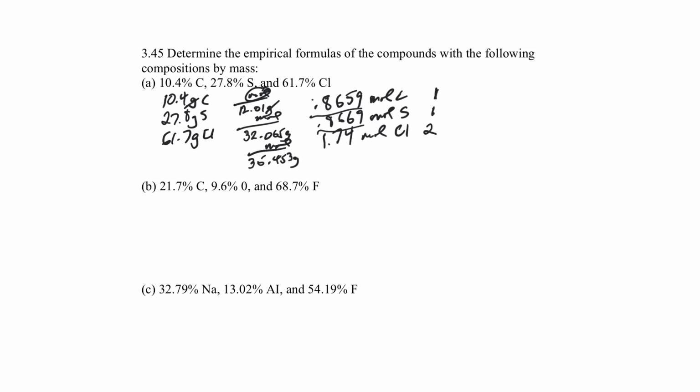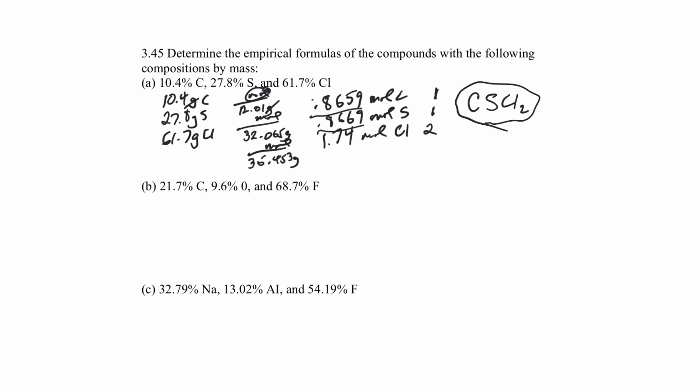My first one was carbon, so it's going to be C1. My second one was sulfur, it's going to be S1. And my last one was chlorine, it is Cl2. That is an empirical formula. The empirical formula is the smallest ratio of the molecule. Now, I don't know exactly what this is, but it's going to be a multiple of it. It might be C2S2Cl4, or it might be C3S3Cl6. I have no idea, but it's some combination. So the empirical formula is the smallest ratio.